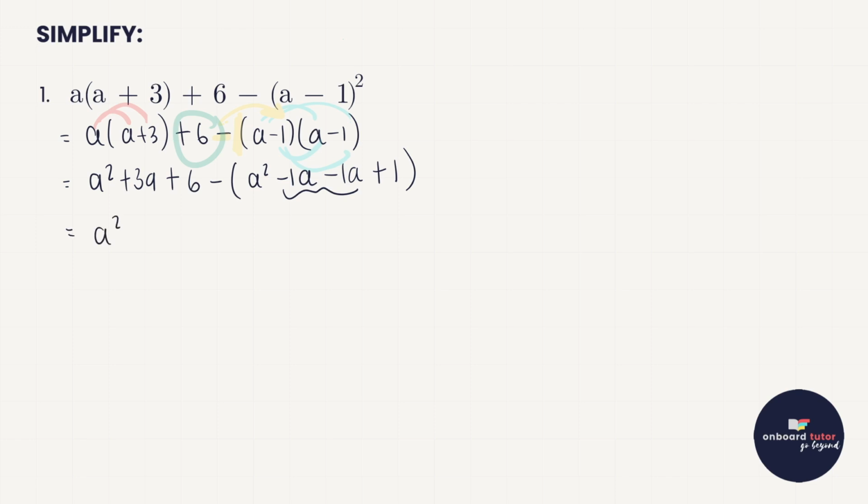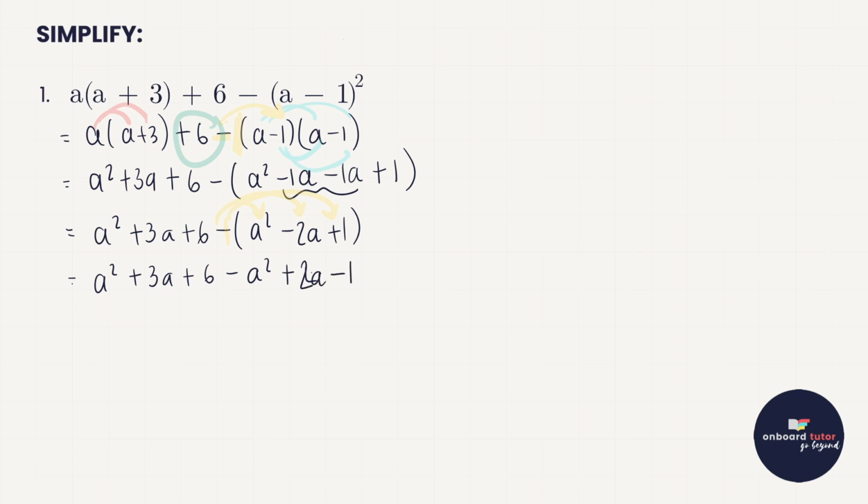So we'll have a squared plus 3a plus 6 minus a squared minus 2a plus 1. And then we are ready to multiply that invisible 1 into the bracket. Okay, and what we need to note is that that negative is going to result in a sign change. So we'll have a squared plus 3a plus 6 minus a squared plus 2a minus 1.